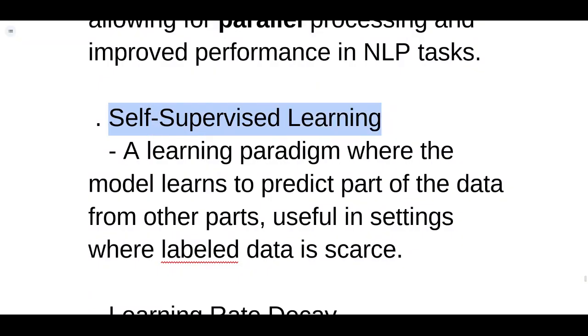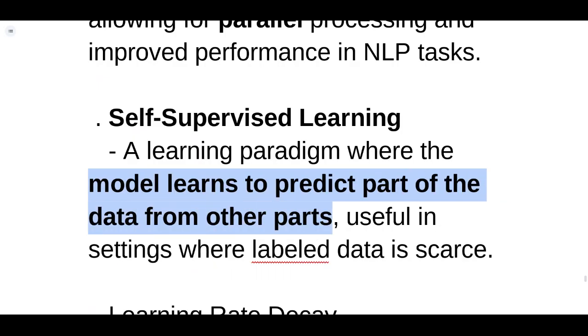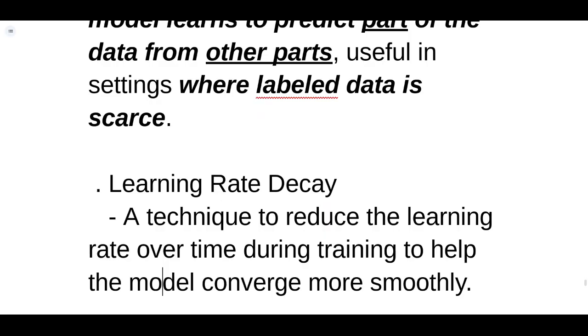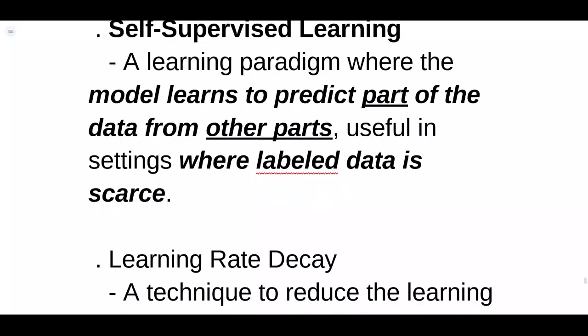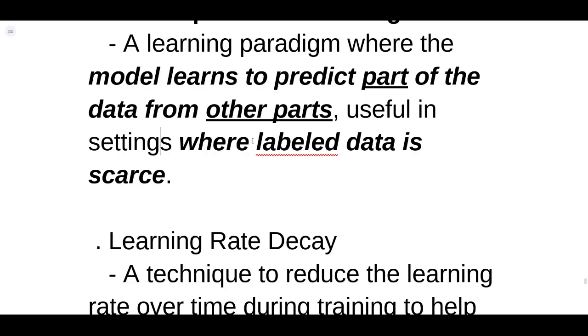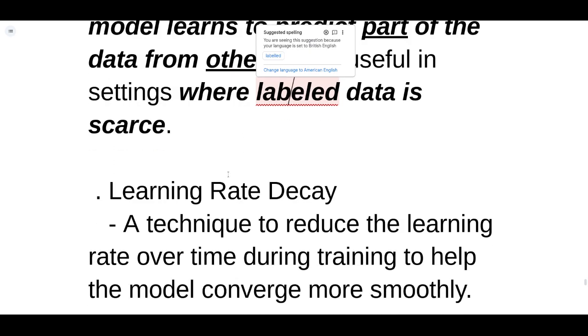Then comes self-supervised learning. It is a learning paradigm where the model learns to predict part of the data from other parts. So it is predicting a part from other parts. It's useful in settings where labeled data is scarce.